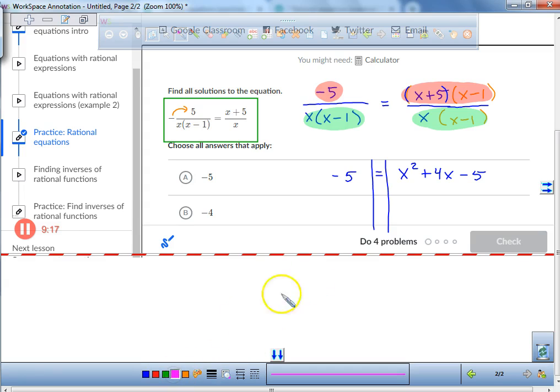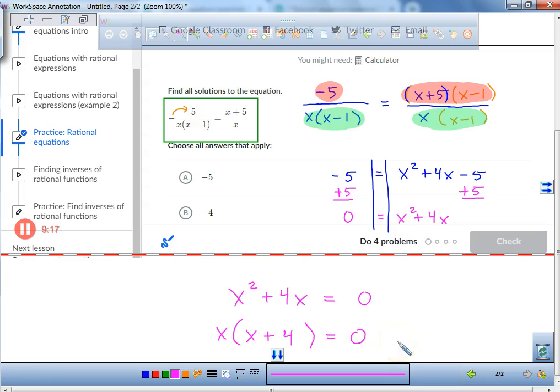Because look what happens when we add 5 to both sides. They cancel out. So literally all we have left is what? 0 equals x squared plus 4x. Now, how does that make it easy? Let me explain why this is easy. What does an x squared and a 4x have in common? They have the factor known as x in common. And if I factor out an x, what am I left with? X plus 4 equals 0.